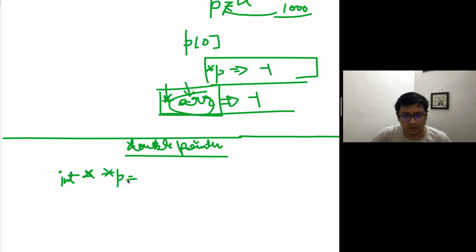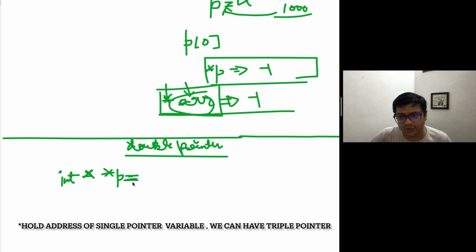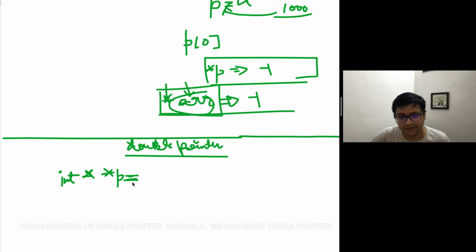How this notation goes with its name is that it is used to hold the address of the pointer, not the variable. That's the only difference. How will it work? Let's see. Suppose we have declared this particular pointer over there.